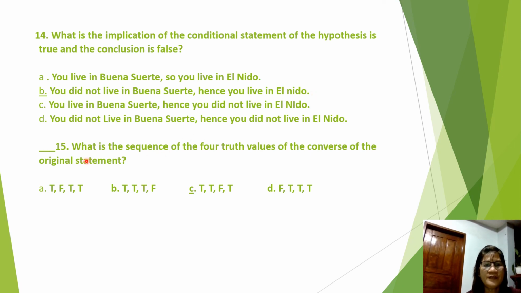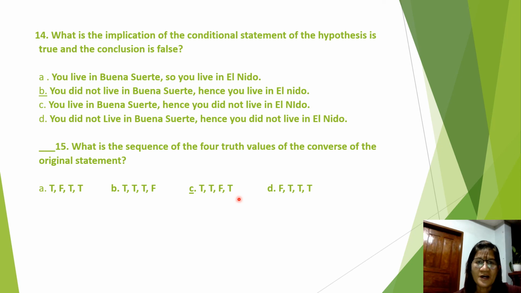Okay, number 15. What is the sequence of the 4 truth values of the converse of the original statement? Okay, it is letter C. True, true, false, true.